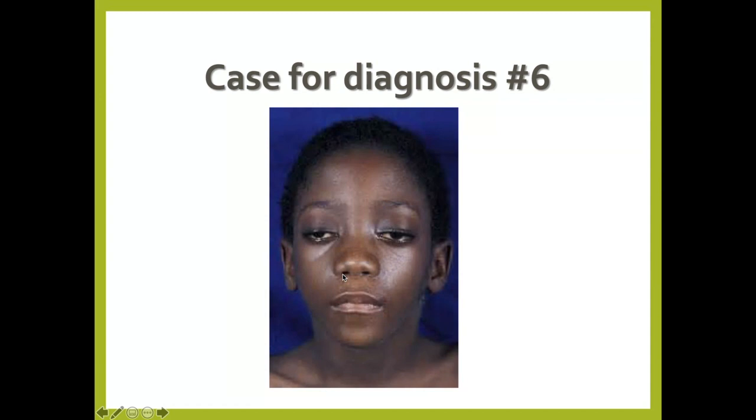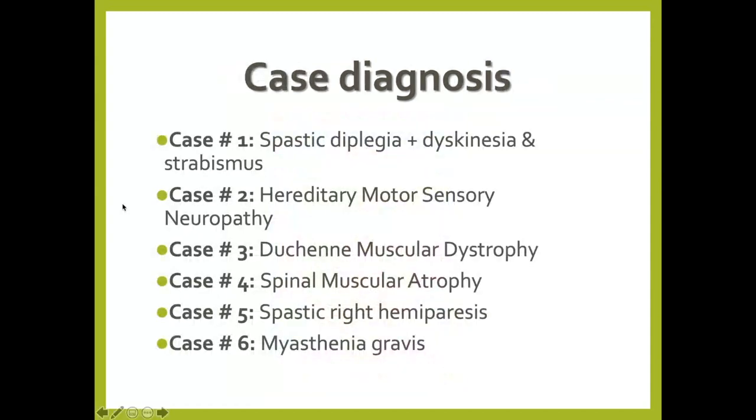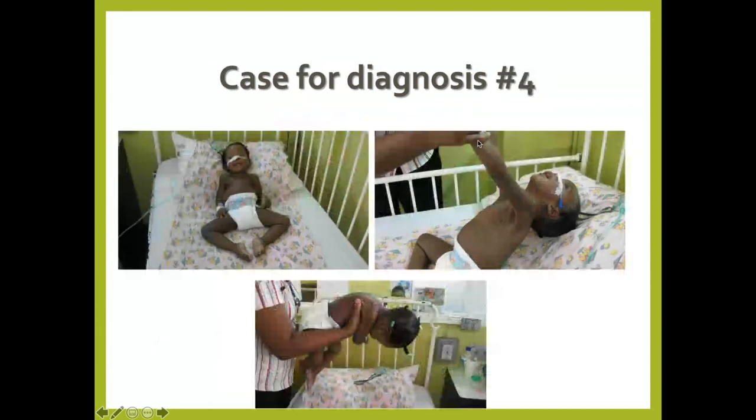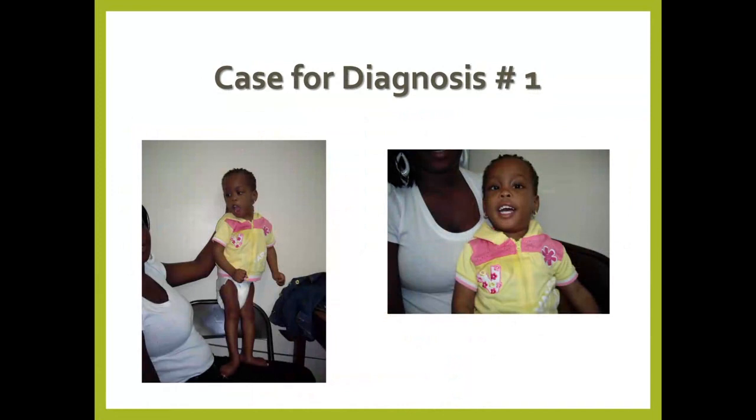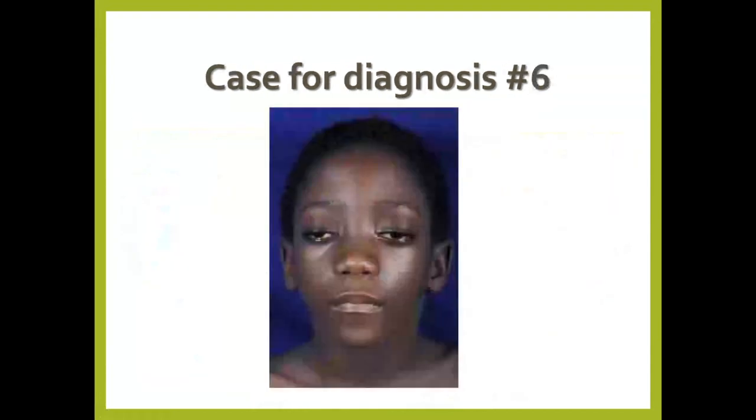Okay, but this is myasthenia. All right, so the first case that we looked at, that child had cerebral palsy. We picked up the strabismus. The dyskinesia was suggested by the grimace of the mouth, and it's spastic cerebral palsy, but the lower limbs are more involved than the upper limbs, so spastic diplegia.